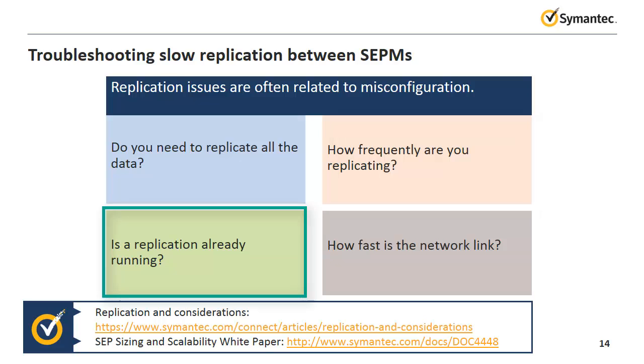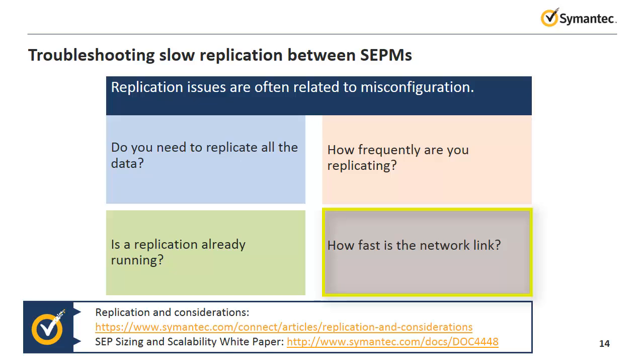If replication is already running, it could cause performance degradation with the Symantec Endpoint Protection Manager. How fast is the network link? Is the database busy running a backup? Review the scalability and sizing documentation to ensure that the SEPM meets hardware requirements.